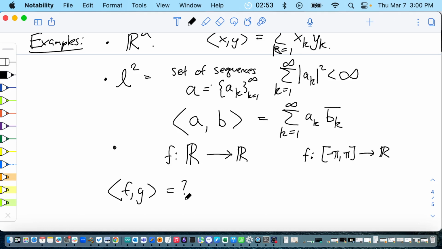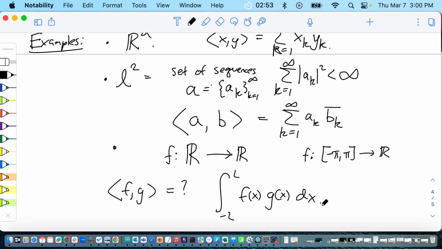Anyone? You're doing some symbols in the air. You're probably close to the right answer. What do you think it is? It's the integral from minus L to L of f of x times g of x. Yeah, times g of x. Beautiful. Yes. And this is what we did on day one.